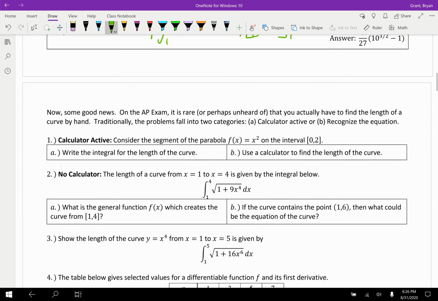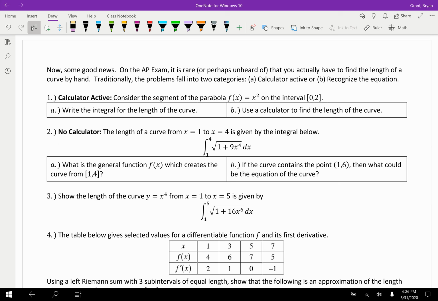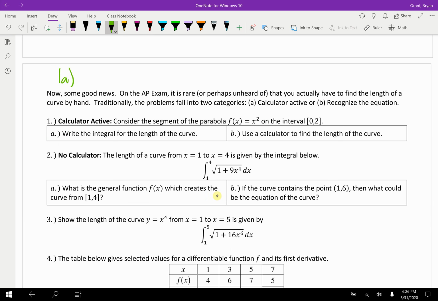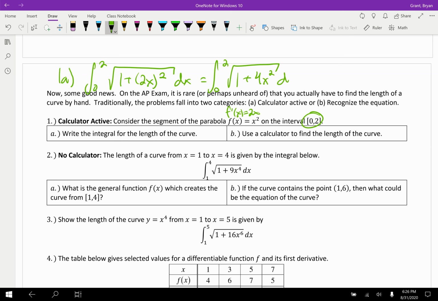So I promised you two quick examples. It's real easy. So 1a, write the integral for the length of the curve. You'll probably want a separate piece of paper for this. I'm just going to use the space up top right here. Well, we have f of x. Clearly, f prime of x is 2x. Okay, so the length of the curve is going to be from 0 to 2 of the square root of 1 plus the derivative squared dx. And if this was a multiple choice answer, they would almost certainly clean this up a little bit and rewrite this as 1 plus 4x squared dx.